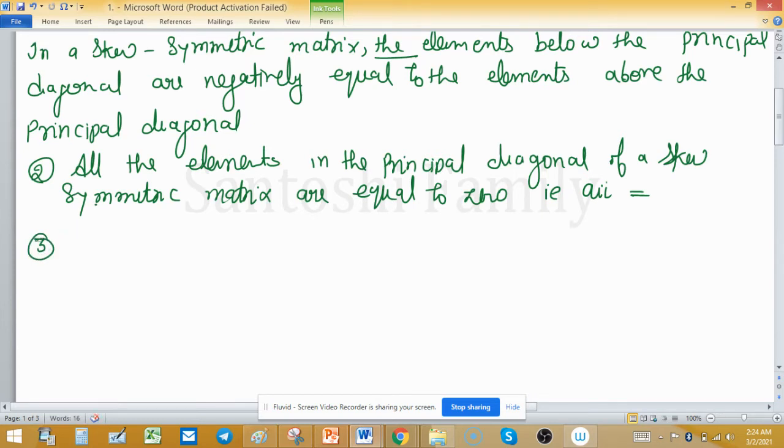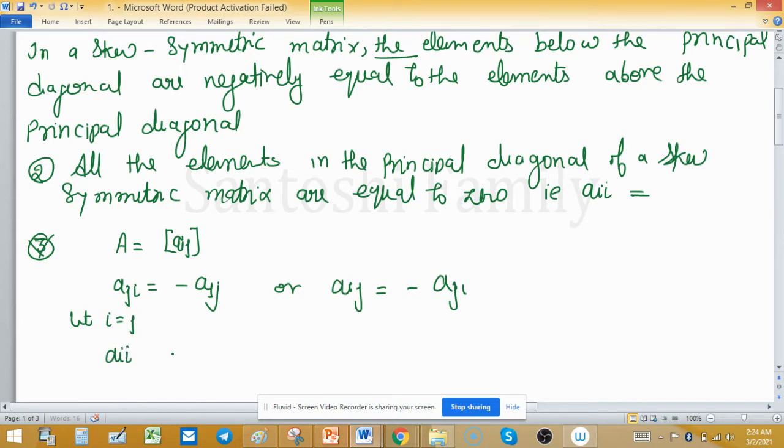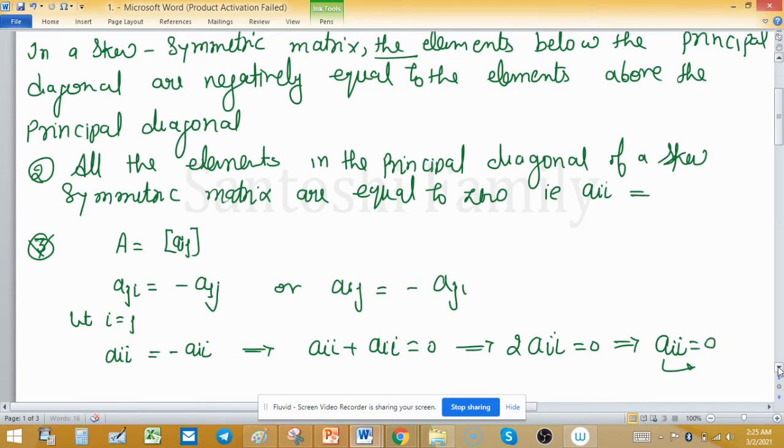Third property, or you can take this as an explanation: a matrix A defined as Aij is said to be skew symmetric if Aji equals minus Aij, or Aij equals negative of Aji. Let i equal j, then Aii on the left hand side is equal to minus Aii. Taking it to the same side, 2 times Aii equals zero. This implies Aii are zero, and Aii are the diagonal elements.